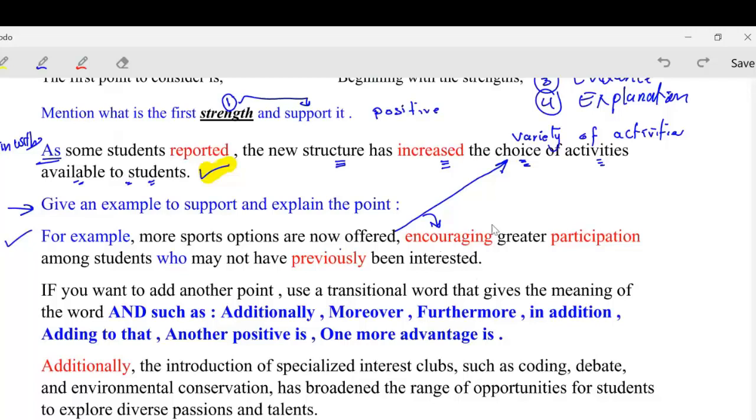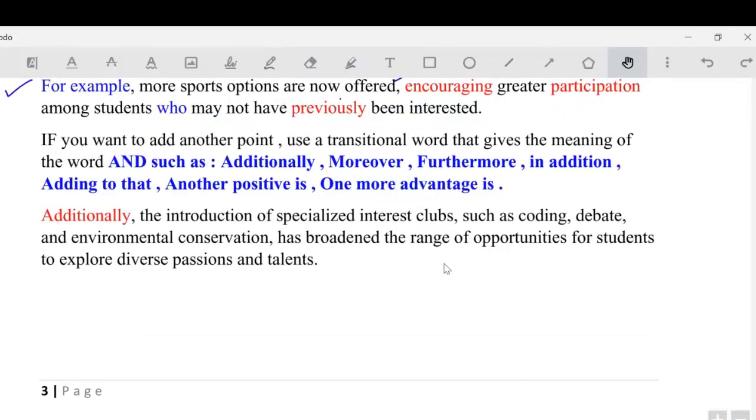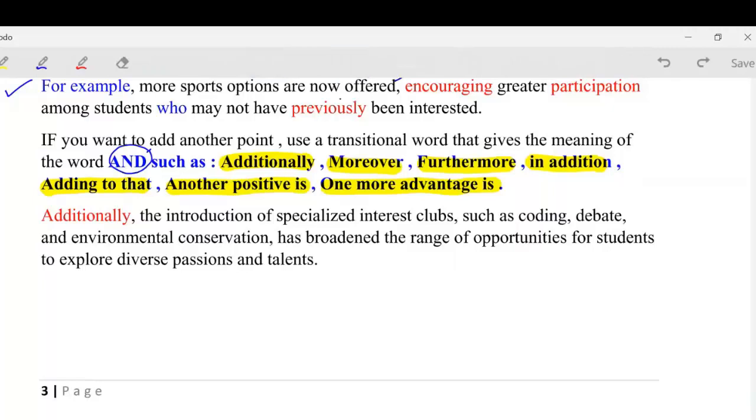You want to write a new point, another point. If you want to add another point, use a transitional word that gives the meaning of the word and. Like what? Like additionally, moreover, furthermore, in addition, adding to that. Another positive is, one more advantage is. So if you want to start a new point, use a new transitional word. So we said here, additionally, the introduction of specialized interest clubs such as coding, debate, and environmental conservation has broadened the range of opportunities for students to explore diverse passions and talents.